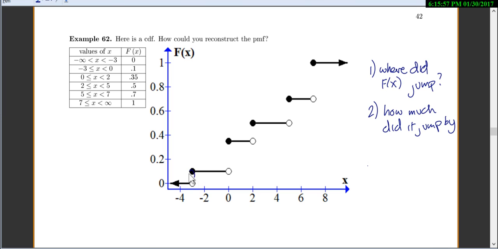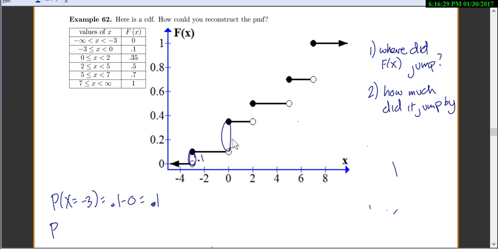So we have a jump right here. Where is that jump? That jump is at -3. So the probability that x equals -3, that's where my first jump was. And how much did it go up? Looking at -3, I'm now at 0.1. I was at 0, so I went up 0.1. So it jumped by 0.1, so that's the probability at x equals -3.